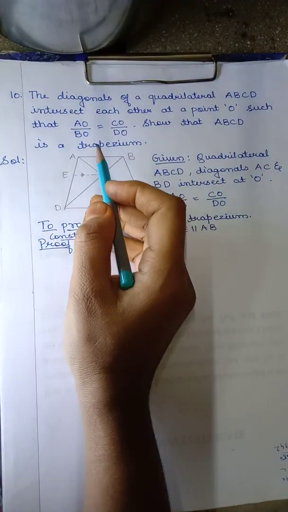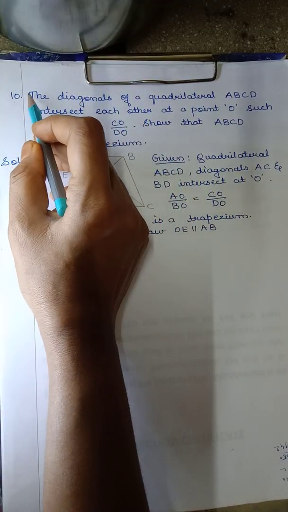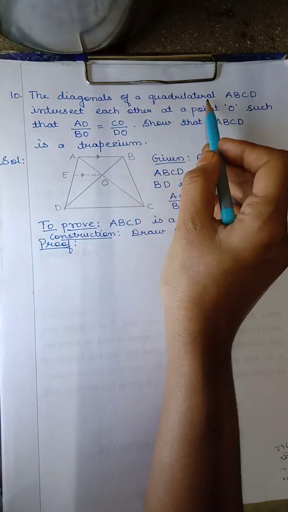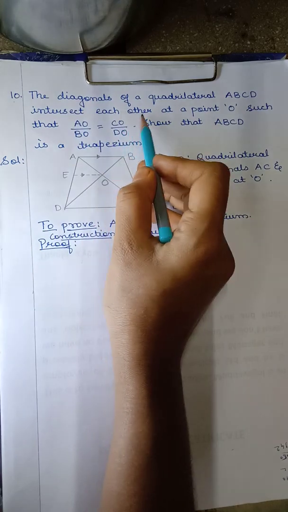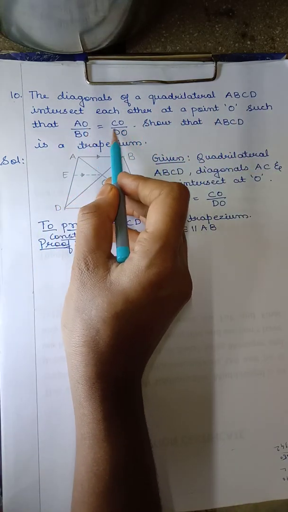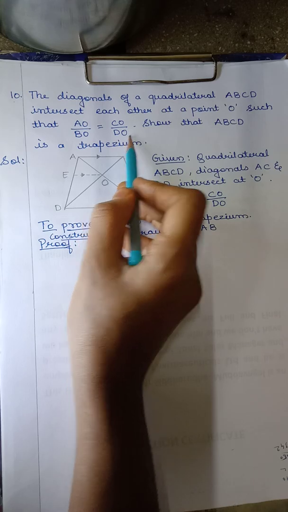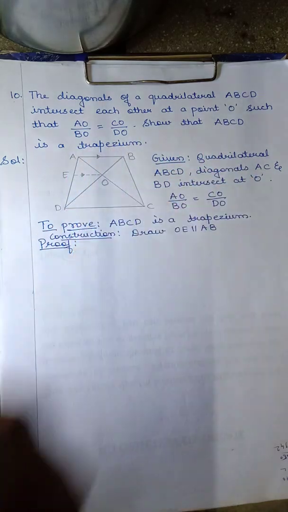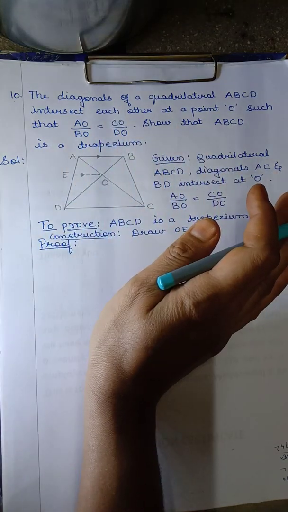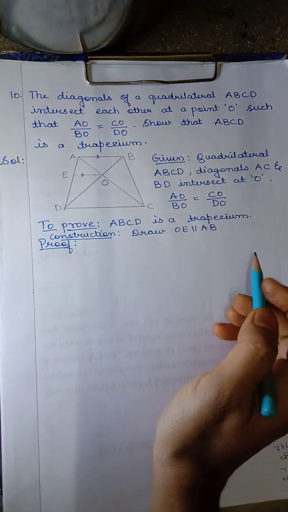Yes, children, now coming to the last question of the exercise, the 10th one. The diagonals of a quadrilateral ABCD intersect each other at a point O such that AO upon BO is equal to CO upon DO. Show that ABCD is a trapezium. So here ABCD is just a quadrilateral. You have to prove that it is a trapezium.